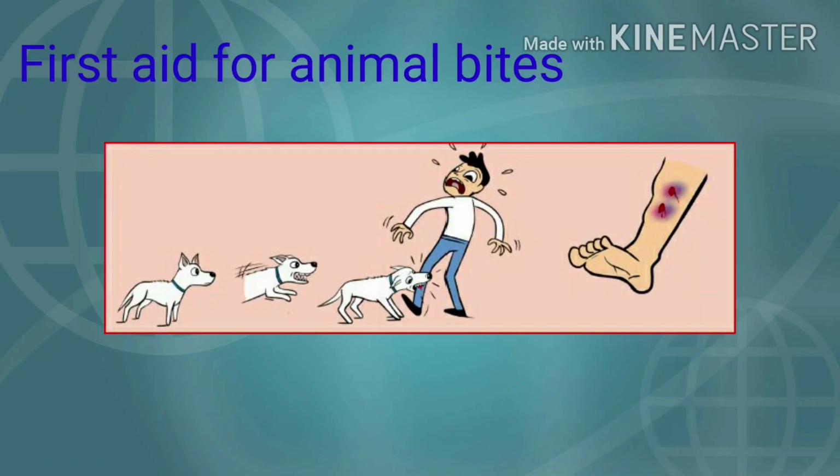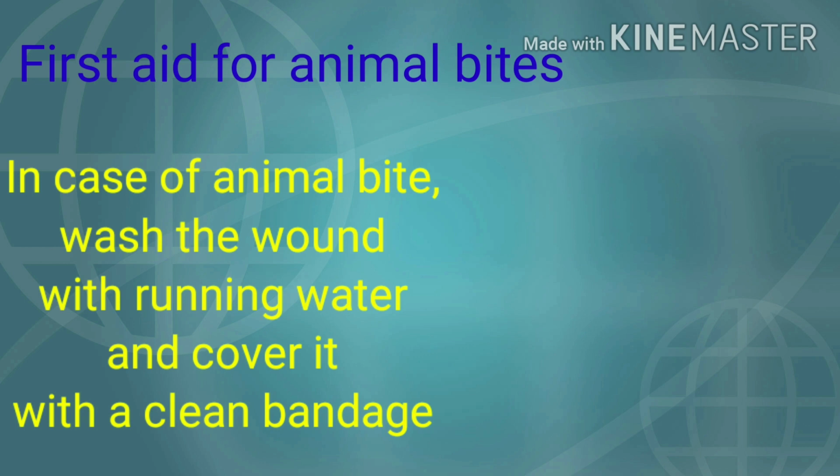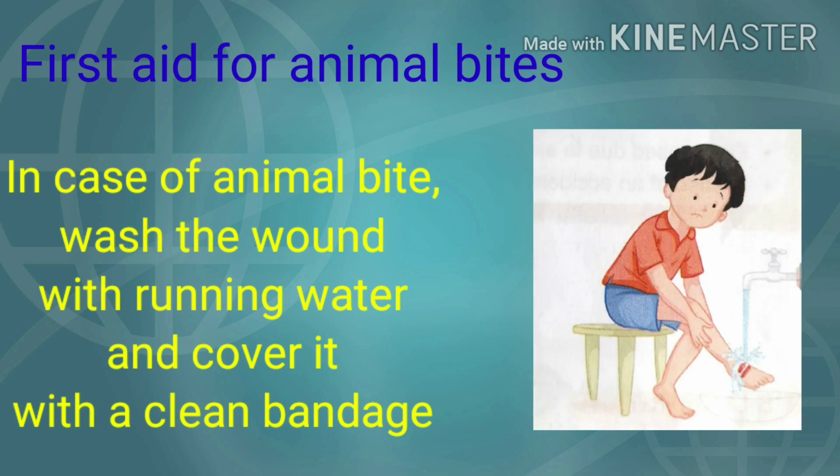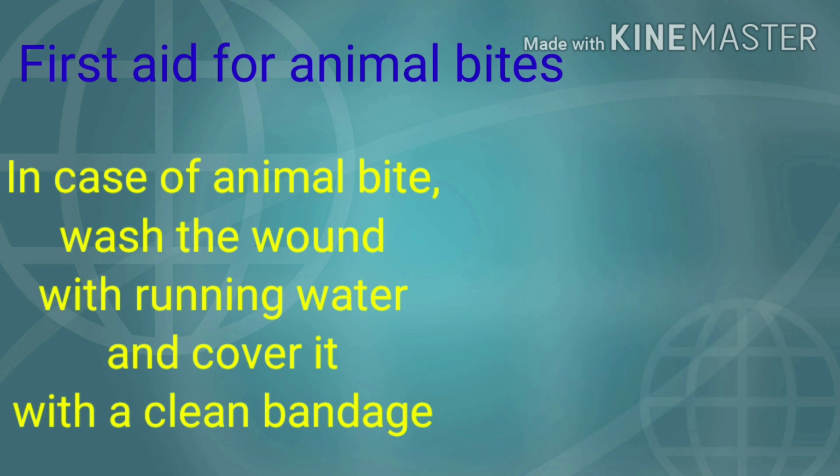Now, first aid for animal bites. Animal bites are commonly caused by pets such as cats and dogs. These bites can cause a disease called rabies. The risk of rabies is high if bitten by stray animals. In case of animal bite, wash the wound with running water and cover it with a clean bandage. Take the person to doctor immediately.